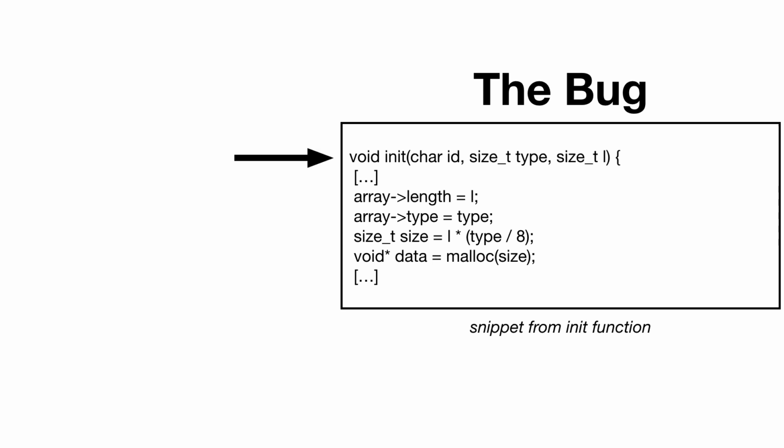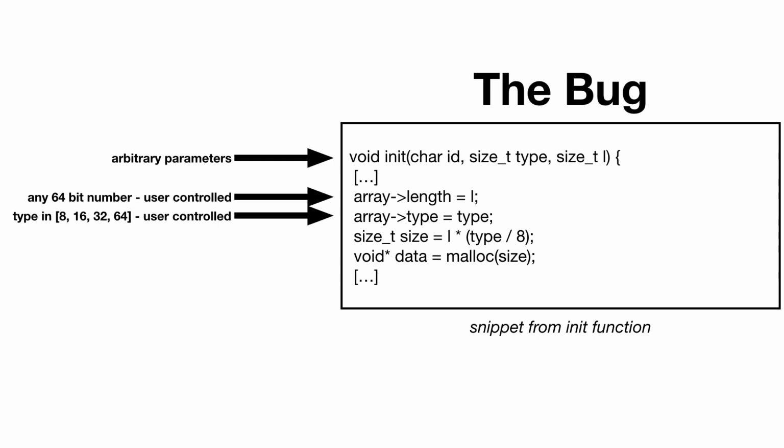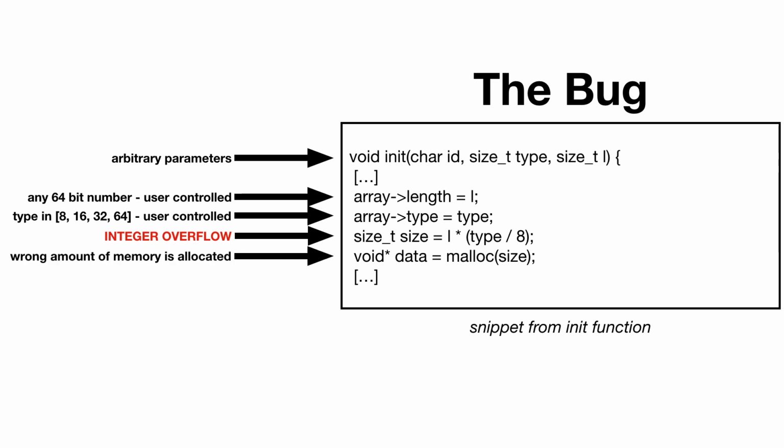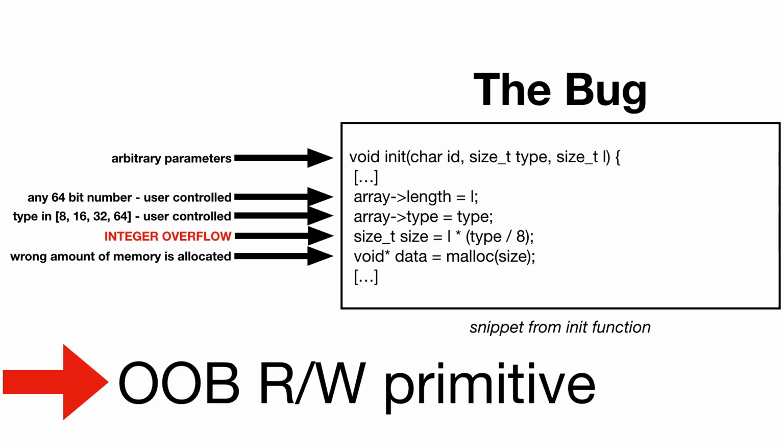This function receives arbitrary parameters from the user, and then it performs some checks. For example, the ID should be a valid letter and the type can be only 8, 16, 32 or 64, while length can have any value. So this means that when we compute the size, an integer overflow is possible, leading to a wrong amount of memory allocated for the backing store, which means an out-of-bound read-write primitive.